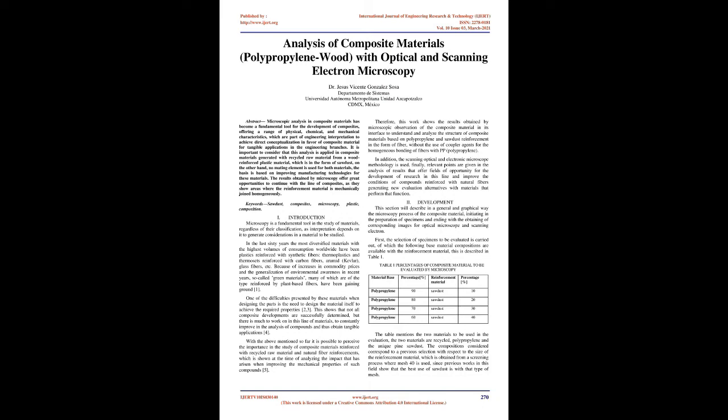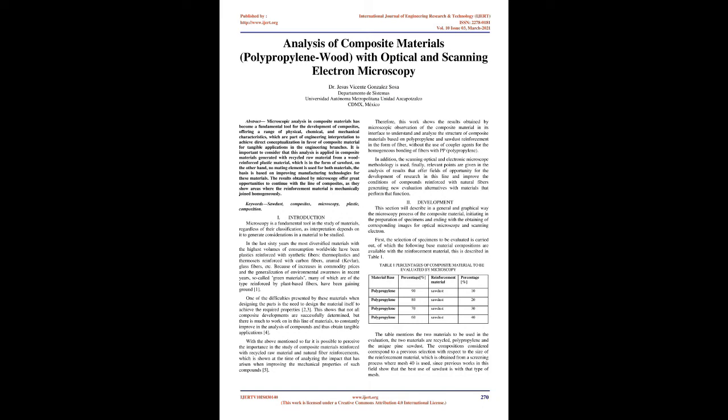Because of increases in commodity prices and the generalization of environmental awareness in recent years, so-called green materials, many of which are of the type reinforced by plant-based fibers, have been gaining ground. One of the difficulties presented by these materials when designing the parts is the need to design the material itself to achieve the required properties. This shows that not all composite developments are successfully determined, but there is much to work on in this line of materials, to constantly improve in the analysis of compounds and thus obtain tangible applications.